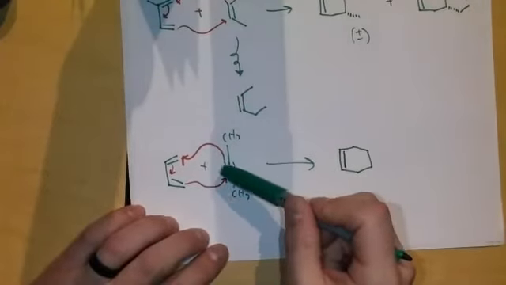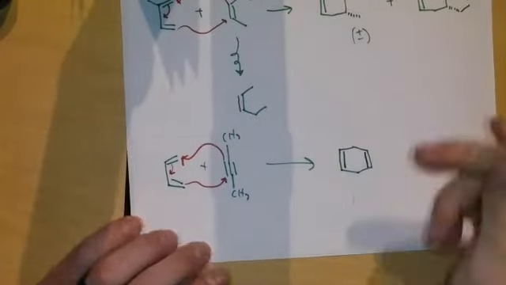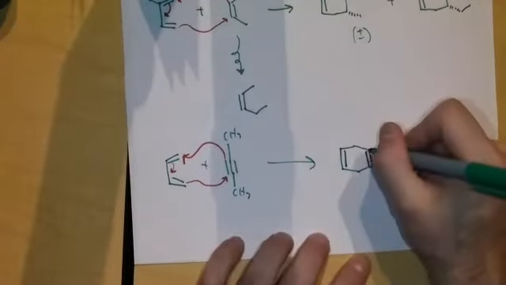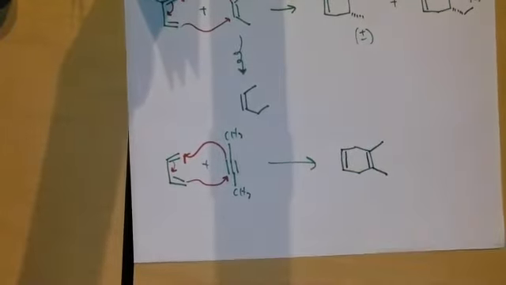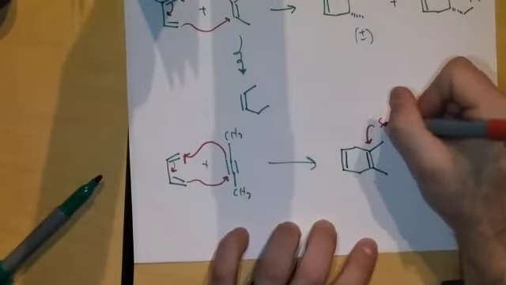We only interacted with one of the two pi bonds from our double bond, so the other one is still there. And then from this point, you're just drawing in your methyls. They don't have any stereochemistry because these are sp2.